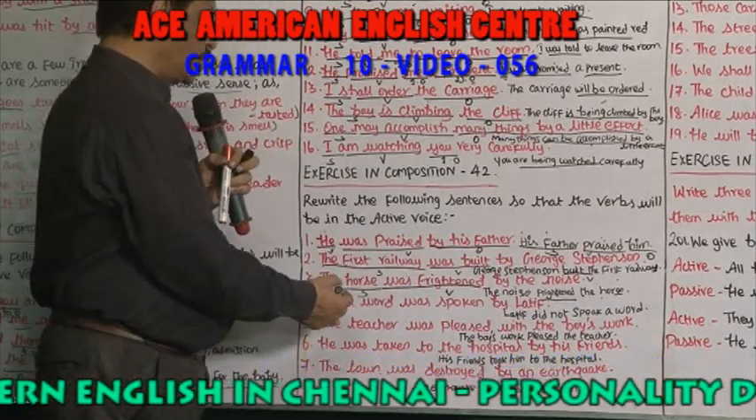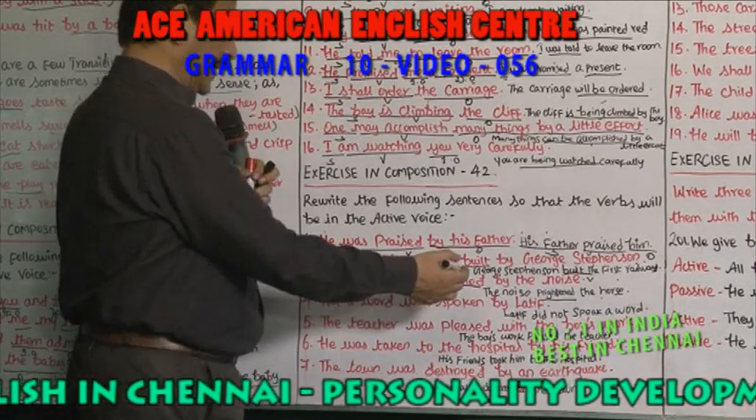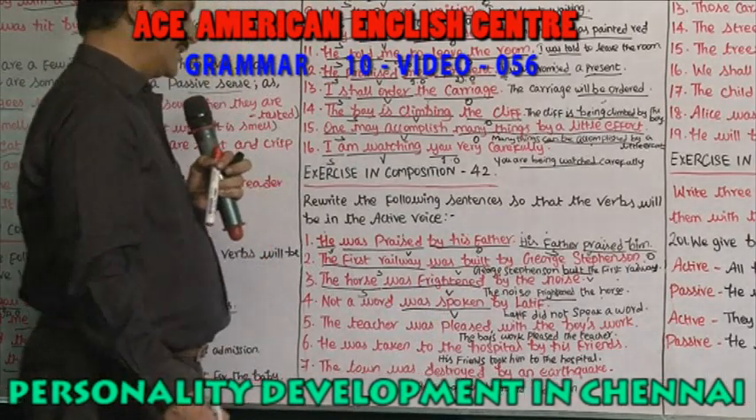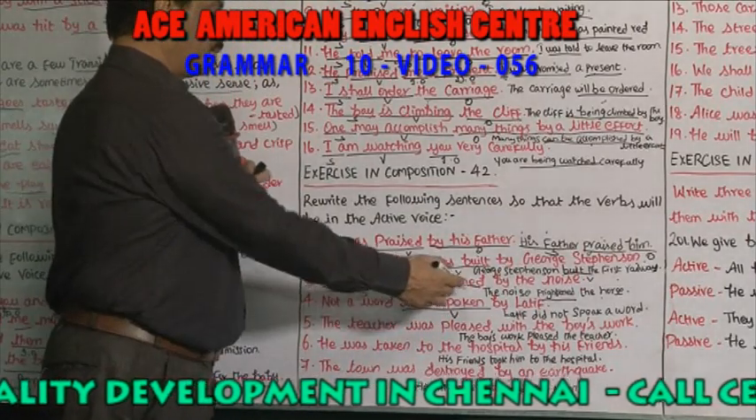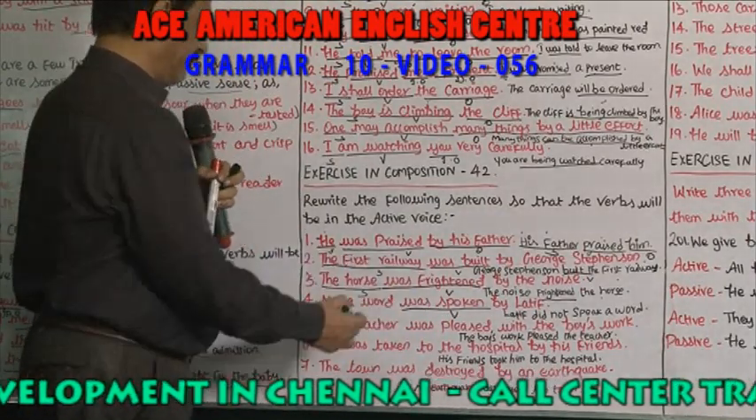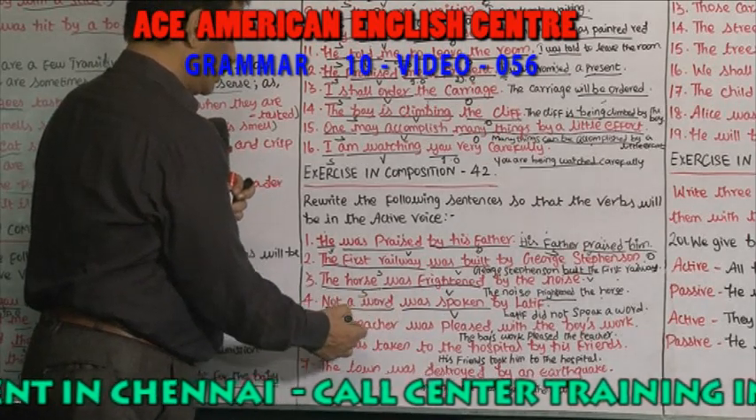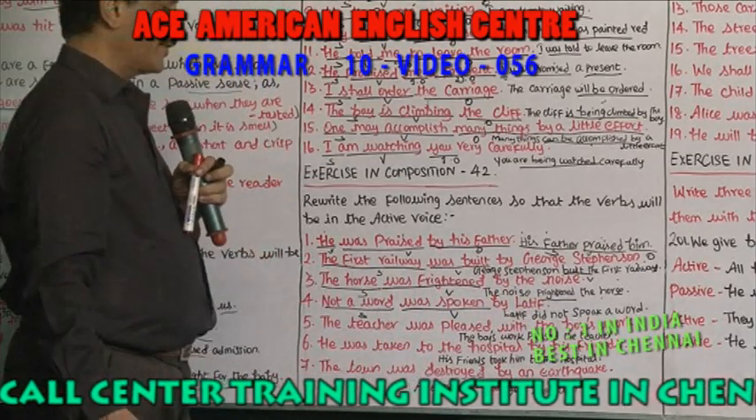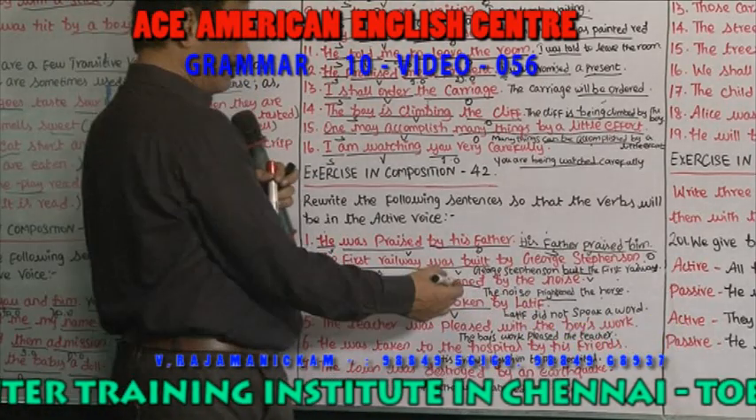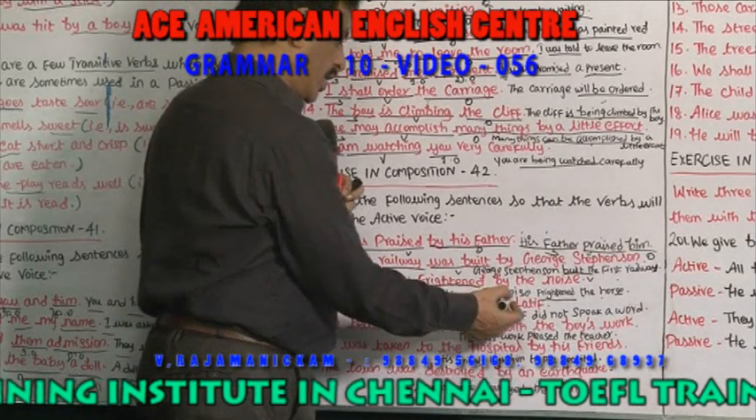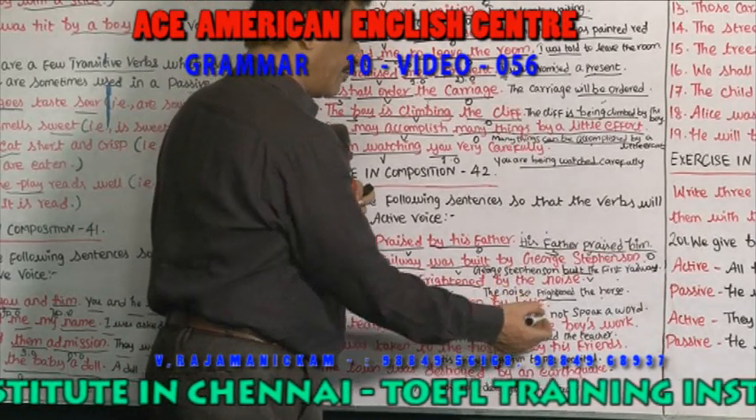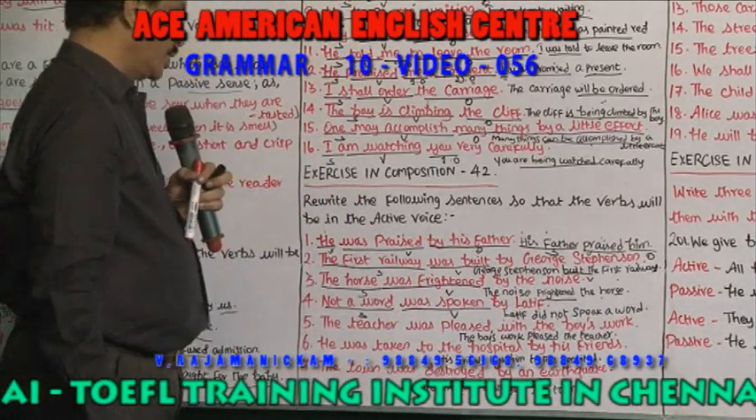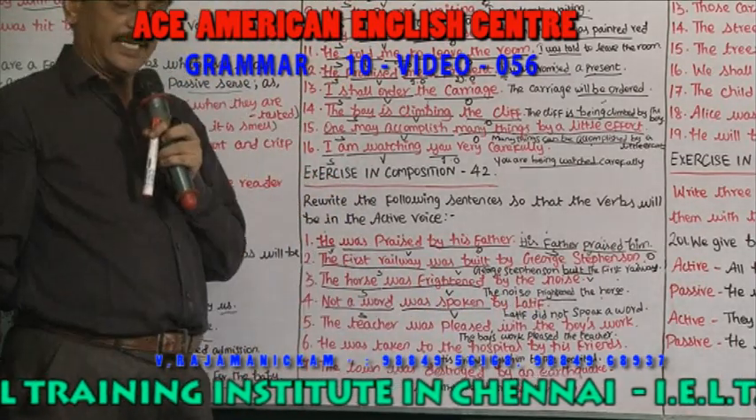Coming here, not a word was spoken by Latif. Was spoken is the verb. So this is in passive. Not a word was spoken by Latif. So in passive voice, not a word becomes the subject. By Latif becomes the object. So in active voice, Latif should come here. See, Latif did not speak a word. So did not speak changes into not a word was spoken by Latif.